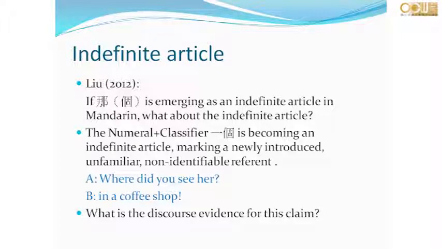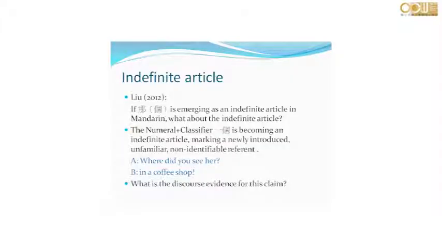那我发现 the numeral classifier 一个 is becoming an indefinite article, marking a newly introduced。不一样哦，是 newly introduced，就是 discourse 当中第一次出现的，我们叫 first mention，或是 newly introduced。unfamiliar, non-identifiable referent。Where did you see her？你在哪里看见她？Where did you see her？你说哦。In a coffee shop，这是标准的 indefinite 用法。为什么？这个 coffee shop 是一个个体，可是你不知道哪一个。OK？如果你知道，我就会说哦，in the coffee shop that we usually go to，有没有？这样知道了吗？所以，那中文也有这样子的用法吗？我怎么证明？What is the discourse evidence for this claim?